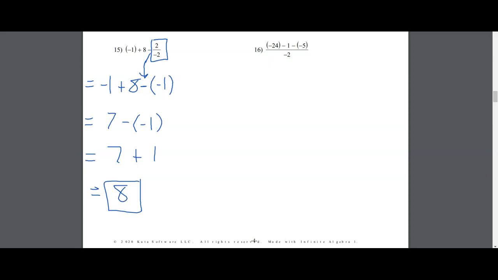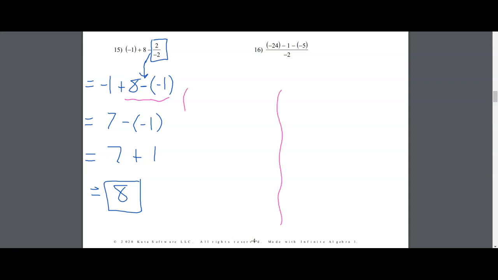Before we go on, I do want to show you why you have to go in order left to right, because you may say, Mr. Fawcett, in this problem it wouldn't have mattered if I had done 8 minus -1 first and then done -1 plus 9. You're right. In this problem, it wouldn't matter. However, I can give you a couple problems where it would.